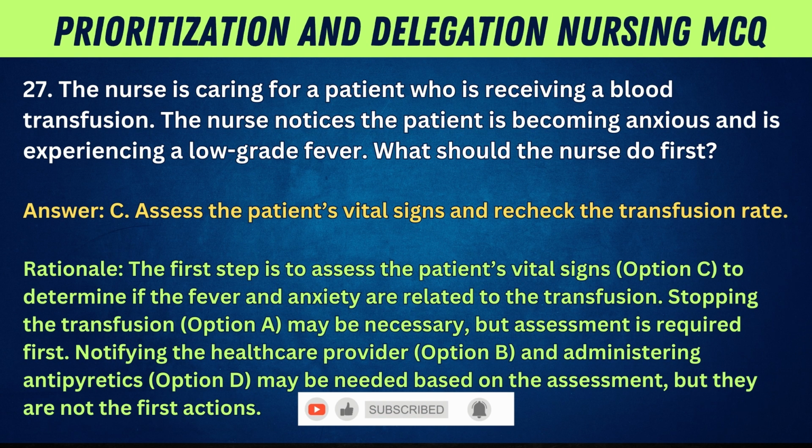Answer. C. Assess the patient's vital signs and recheck the transfusion rate. Rationale. The first step is to assess the patient's vital signs, option C, to determine if the fever and anxiety are related to the transfusion. Stopping the transfusion, option A, may be necessary, but assessment is required first. Notifying the healthcare provider, option B, and administering antipyretics, option D, may be needed based on the assessment, but they are not the first actions.